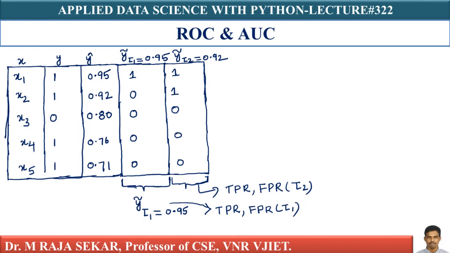I will take tau 1. When I say tau 1 equal to 0.95, all these y cap values greater than or equal to 0.95 will have class label 1. Yes, 0.95 is greater than or equal to 0.95, class label 1. 0.92 is not, so it's class 0.